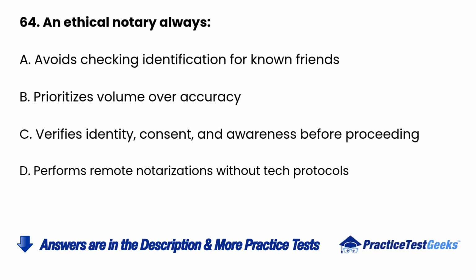64. An ethical notary always A. Avoids checking identification for known friends. B. Prioritizes volume over accuracy. C. Verifies identity, consent, and awareness before proceeding. D. Performs remote notarizations without tech protocols.